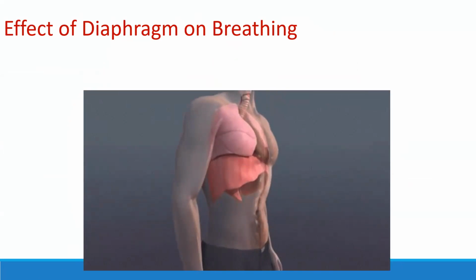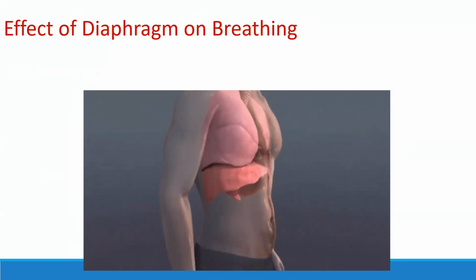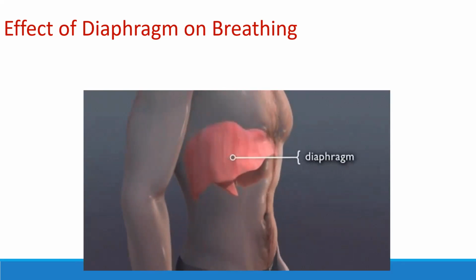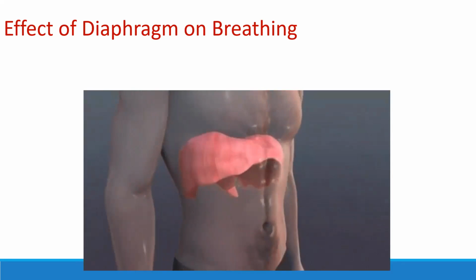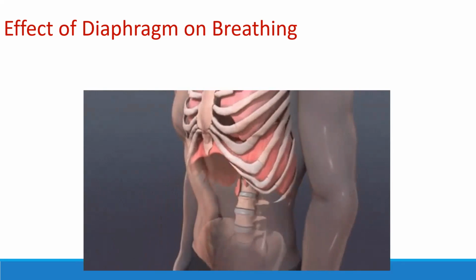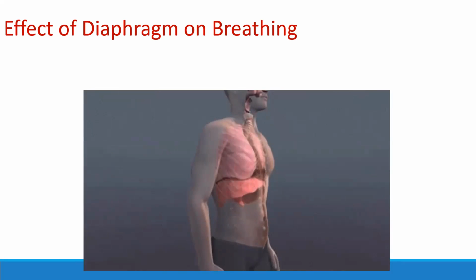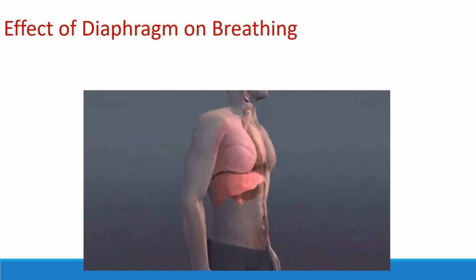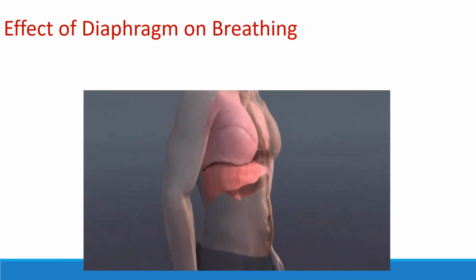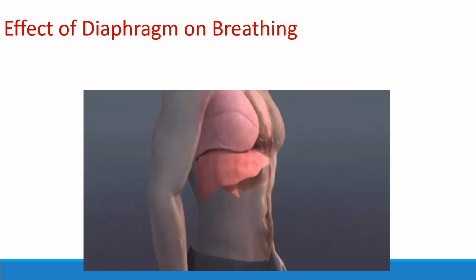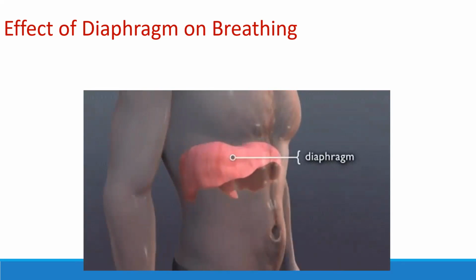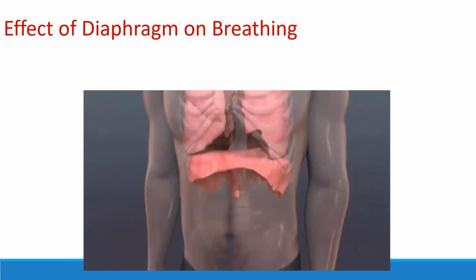When the external intercostals contract, the rib cage rises. At the same time, the diaphragm contracts and drops like it does there. When the diaphragm drops and the external intercostals contract, the thoracic cavity enlarges. Air pressure inside the lungs drops and air rushes in. When the internal intercostals contract, the ribs drop, and at the same time, the diaphragm relaxes and rises up. The size of the thoracic cavity shrinks, and air gets pushed out.